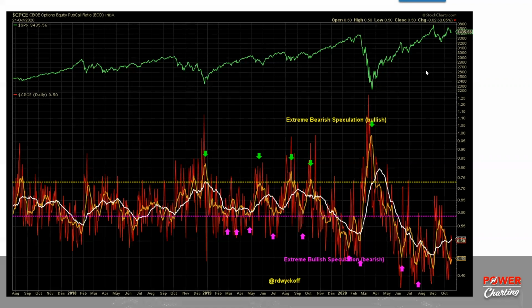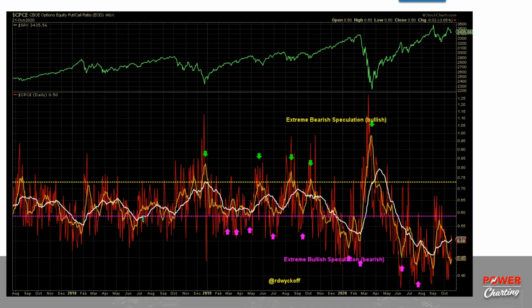When they are willing to jump in so quickly, move into the market, start speculating again, that means that the trend does not have legs.